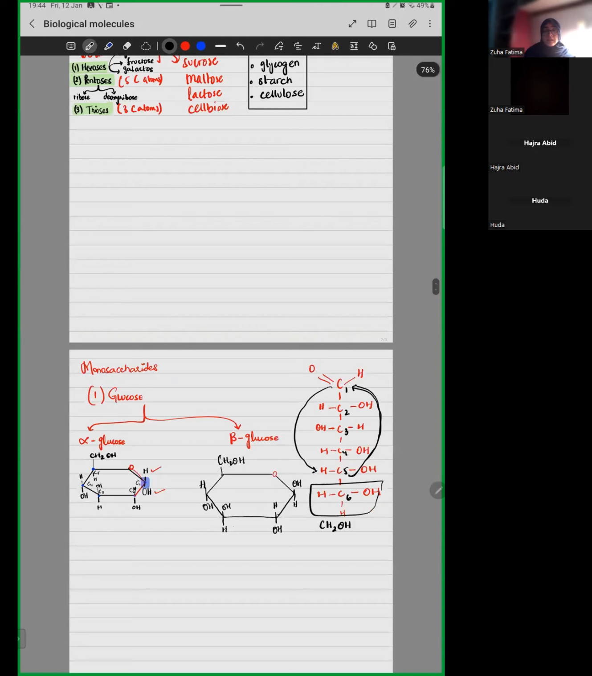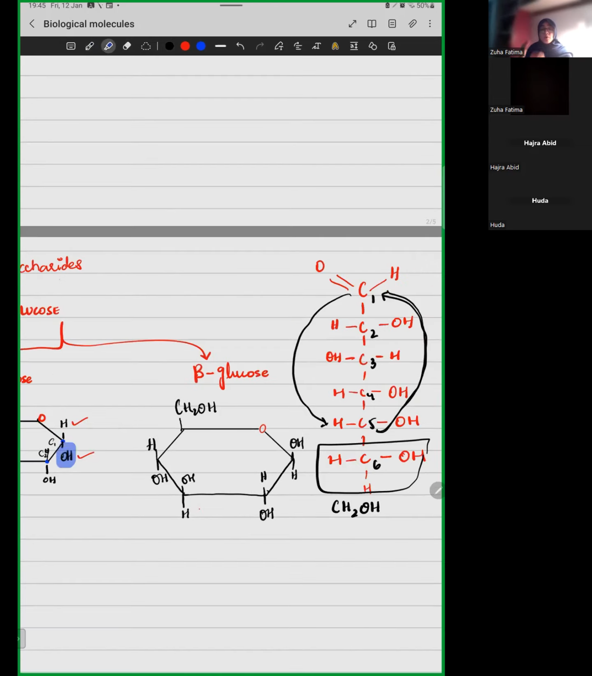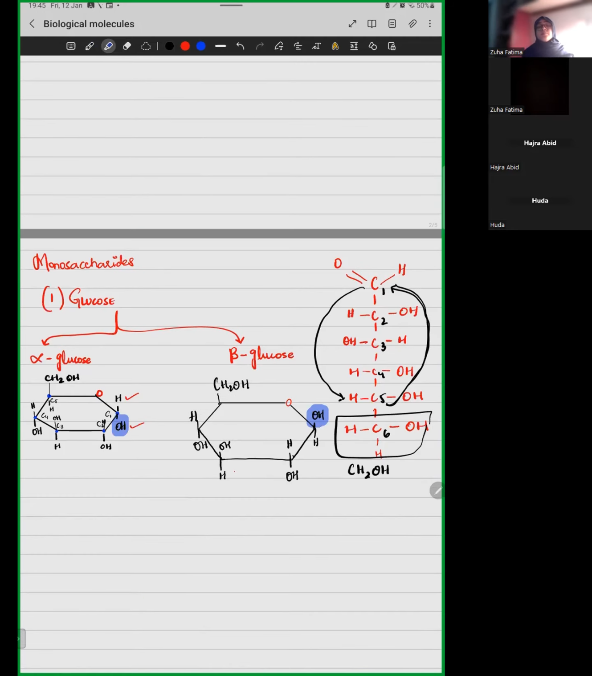Any suggestions? Any guesses? Position of hydroxyl group. Okay. And on the carbon number 1, so if you notice, the only difference that you can observe over here is basically that over here, this hydroxyl group is pointing downwards, and over here, this hydroxyl group is pointing upwards. So the only difference between an alpha glucose and a beta glucose is what? It is the position of the OH group on carbon number 1.